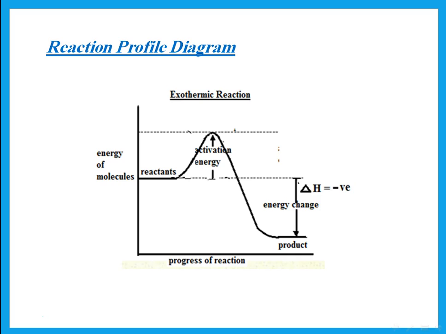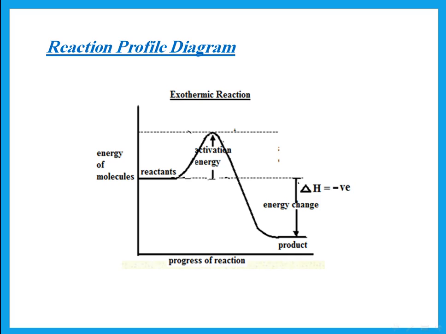You will be required to draw something like this. This is called a reaction profile diagram. Now, a profile diagram will show the delta H and the activation energy. What do these mean? We know that the reactants will have a certain amount of energy. Now, which reaction is this? This is an exothermic reaction. That means the reactants will give out heat, and the products will have less energy than the reactants. So first of all, products have lower energy than reactants. That is an exothermic reaction.